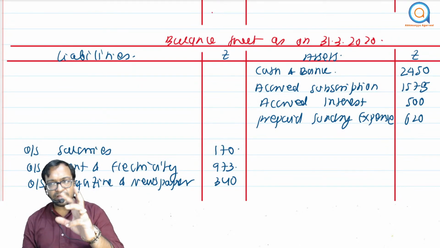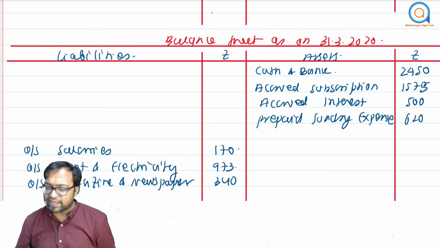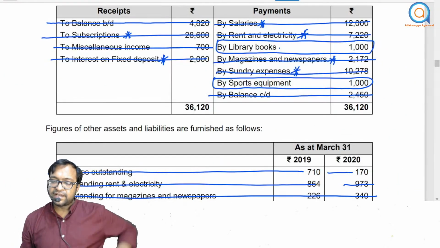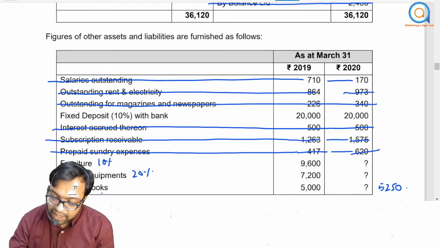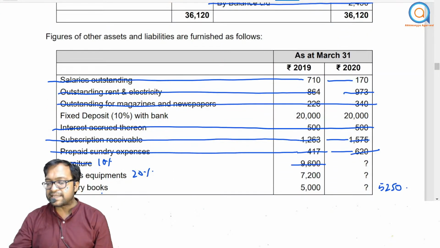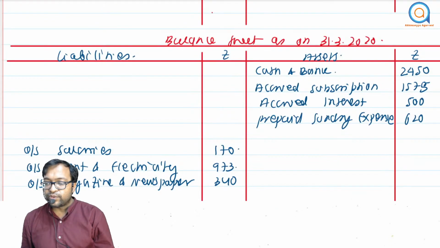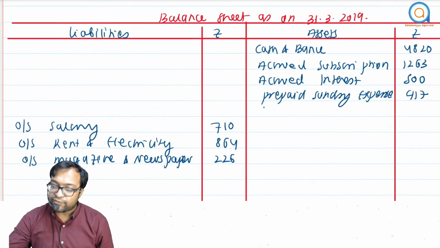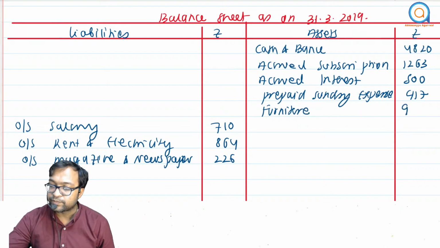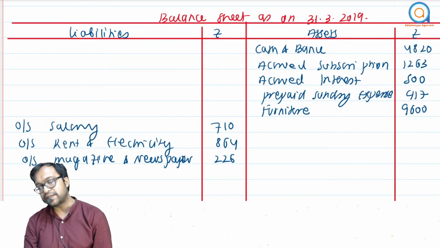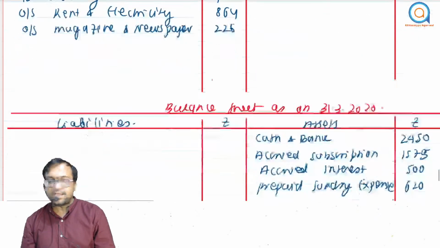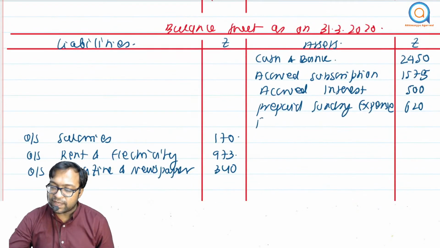Now I am discussing my fixed assets one by one. Okay? The first fixed asset given to me is furniture, and the opening balance of furniture is 9600. So in the opening balance sheet, when you write furniture, you should write 9600. Correct? Now the closing balance is not given, so I have to find the closing balance.